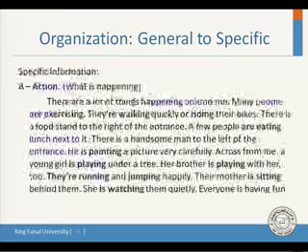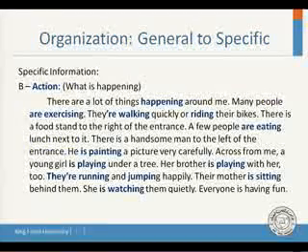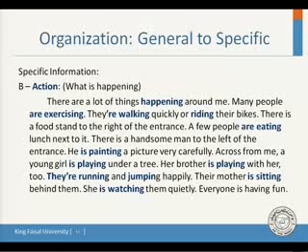Now, the third paragraph is about action. What is happening around you at that time and in that place? Okay, there are a lot of things happening around me. For example, many people are exercising. Notice the present continuous, are exercising. They are walking quickly or riding their bikes. There is a food stand to the right of the entrance. A few people are eating.